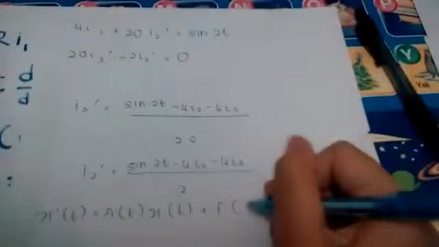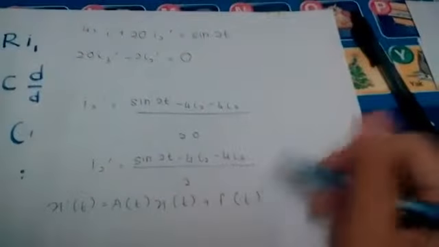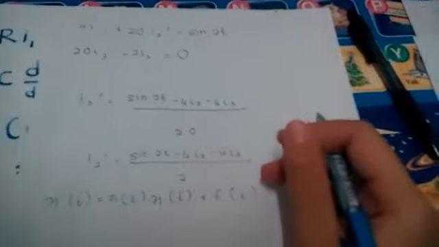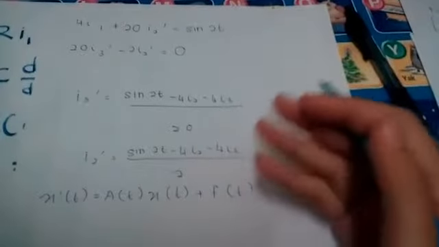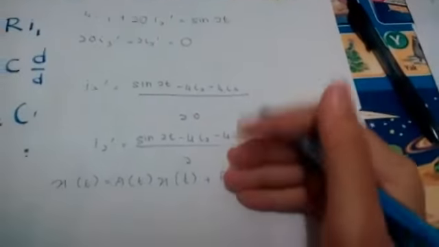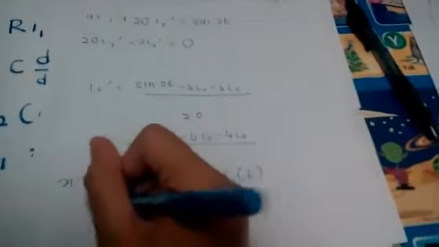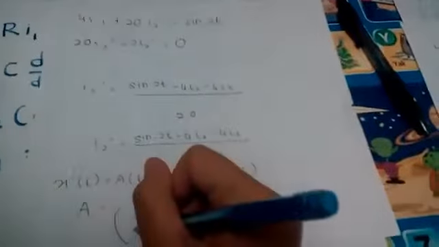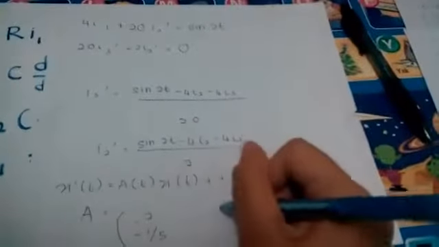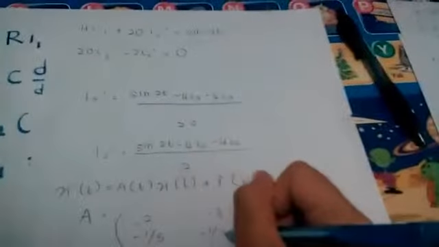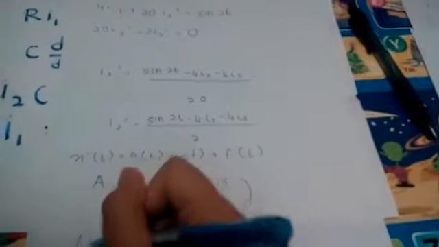So our proper solution is x prime t is equal to A xt plus ft. Ft is considered as some function, so it will produce our solution to become a non-homogeneous solution. So our A from the equation that we get is negative 2, negative 1 over 5, negative 2 and negative 1 over 5. Then we just plug this A into the proper solution.